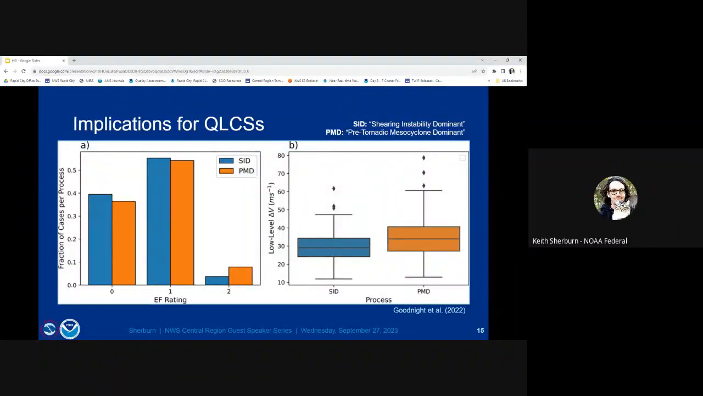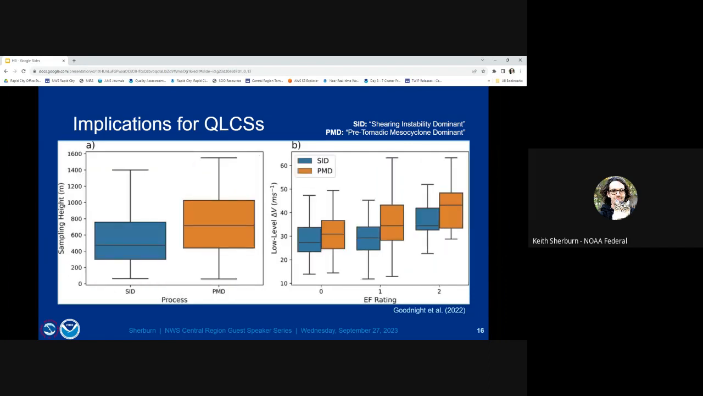In the data sets as well, they found that tornadoes associated with HSI were skewed slightly toward lower EF scale ratings compared to PMD cases, but percentages were overall pretty similar, within about 5% of one another. As you would expect, the distributions of low-level delta V are also skewed towards lower values within the HSI sample, which is consistent with those lower EF scale ratings. I'll also note that they're providing delta V here in meters per second. So about half of what you would expect for delta V in knots, or close to what you would expect in terms of VROT if you're looking at knots.